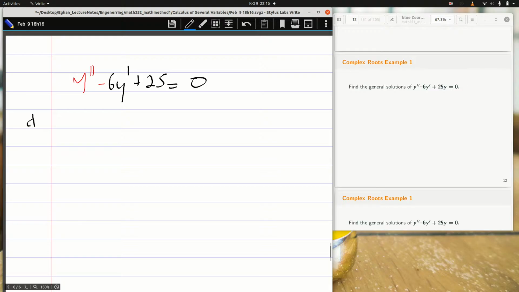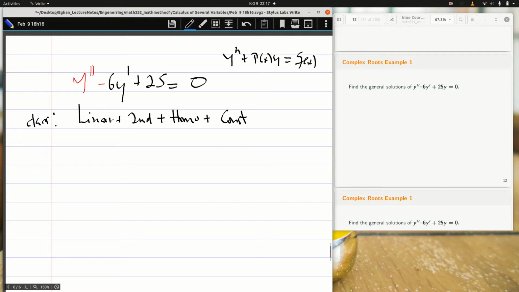Again, the classification here, it is linear. It is of the second order. It is homogeneous. And it is constant coefficient. I've explained how to get all these terms. It is linear because it is of the form this. So this is your q of x, this is your p of x, and that is the first term.